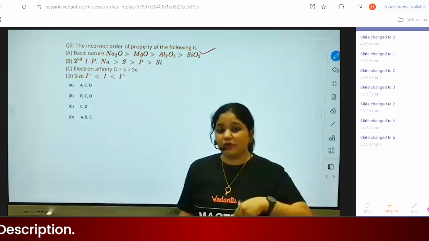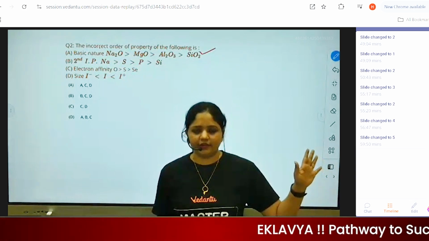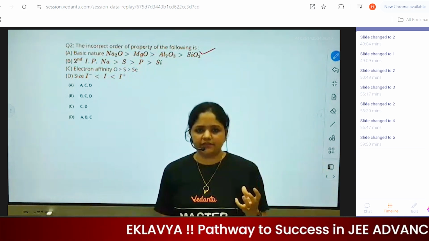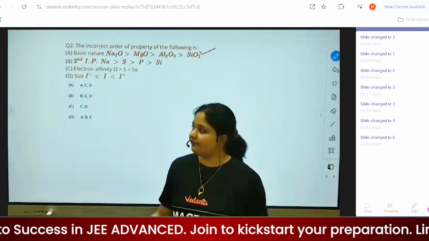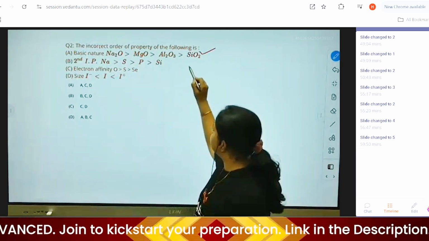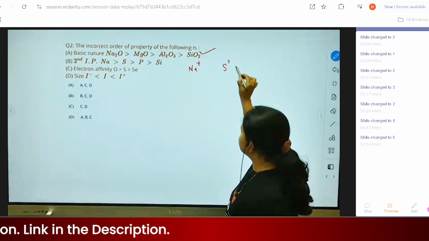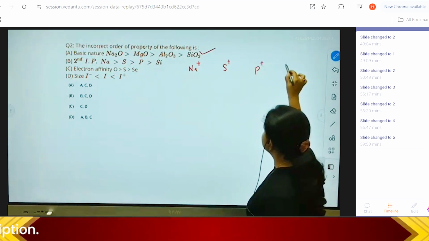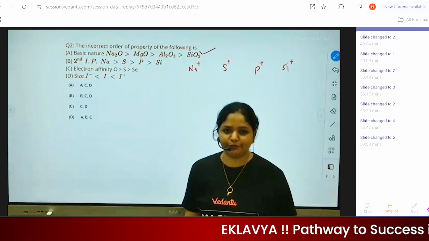When they're asking about second ionization potential, it means I have already removed one electron and I have a unipositive cation, and now I am going to remove the second electron. So after removing one electron, what will this become? This will be Na+, this is S+, this is P+, this is Si+. So in this one we are going to remove an electron.